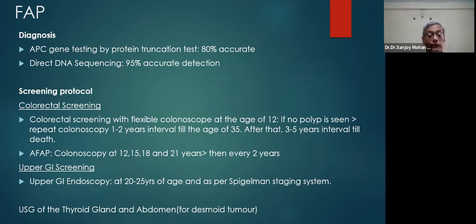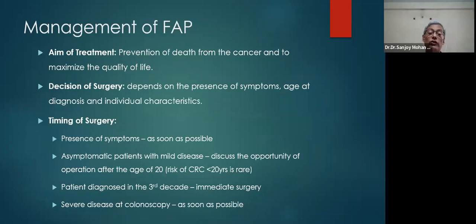Because FAP is associated with polyps in other sites of the GI tract, upper GI endoscopy should be started at the age of 20 to 25 years. And as per the Spigelman classification staging discussed earlier, USG of the thyroid and abdomen is to be done to exclude malignancy and desmoid tumor.